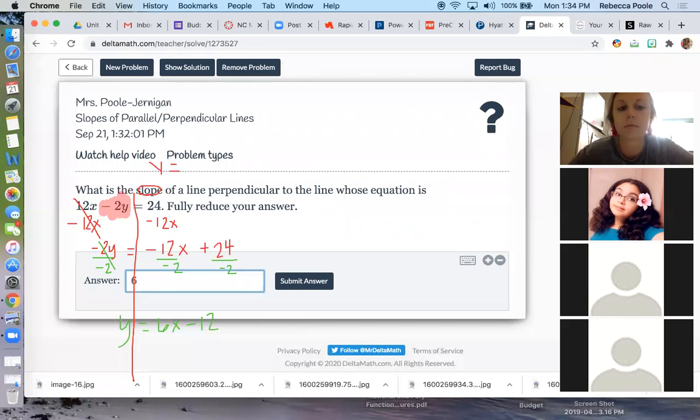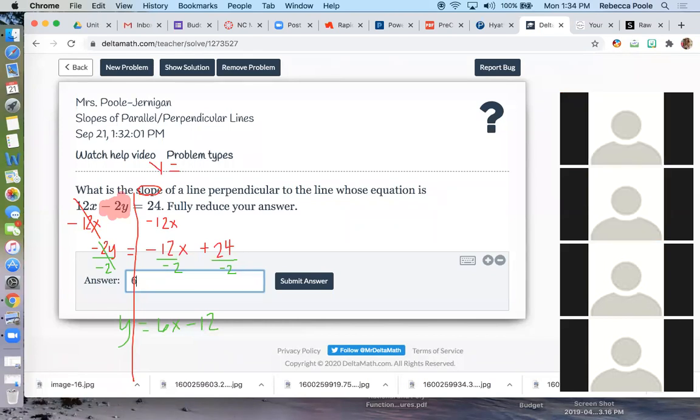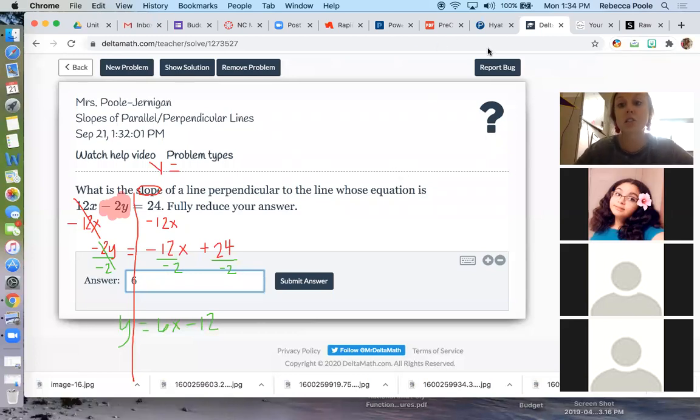We just made the slope. It's not perpendicular. Good. Do you know how many of you put 6 on the quiz and I had to count it wrong? That's not perpendicular. 6 is the slope of the line I gave you. The line I gave you has a slope of 6.